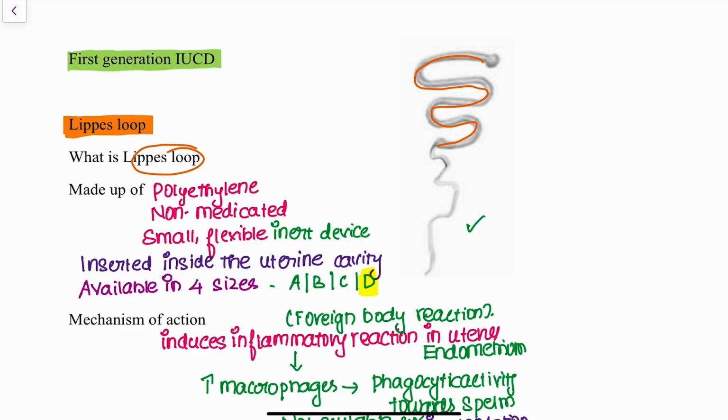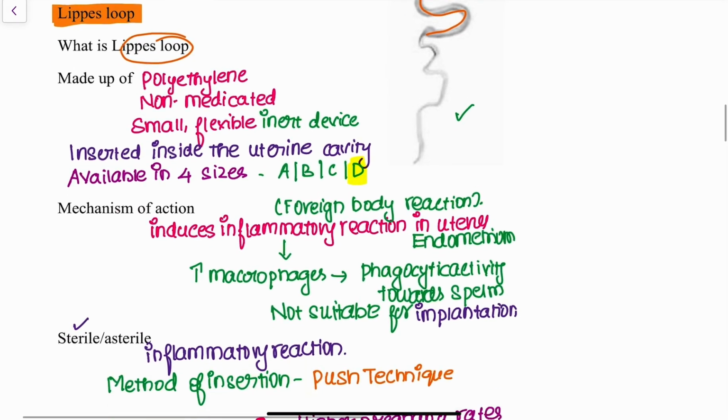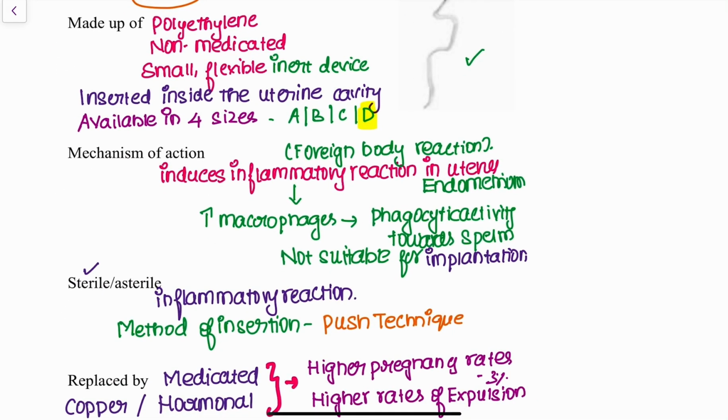Now, you may have a doubt that you told me this is just a device which is very small, flexible and an inert device which is not containing any hormones or any copper. No, it is non-medicated, right? So once it is non-medicated, how is it going to have some contraceptive effect? It is just a simple device which is put inside the uterine cavity.